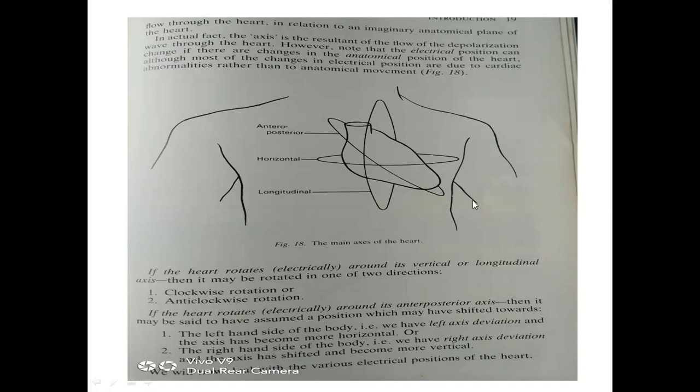This is the actual position. When the heart goes toward the left side, it becomes horizontal. And when the heart comes to the right side, it becomes vertical. The actual position of the heart is anterior posterior. Is it clear now? Can you take a picture of this?